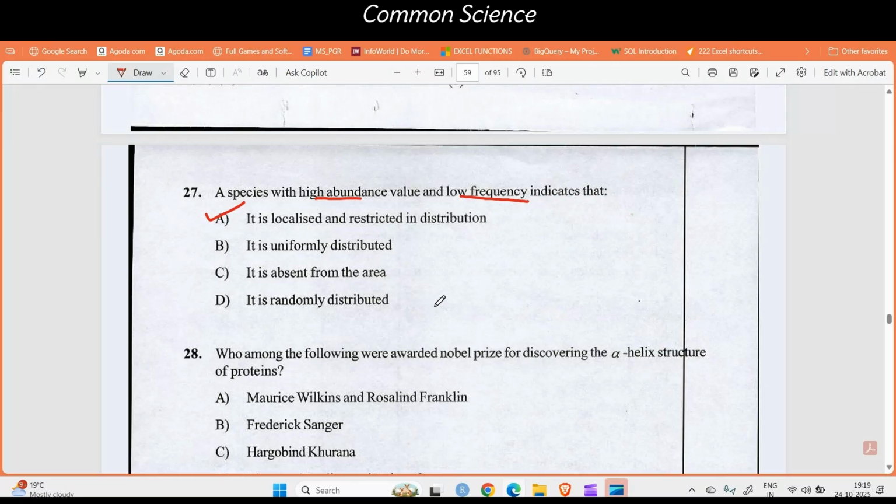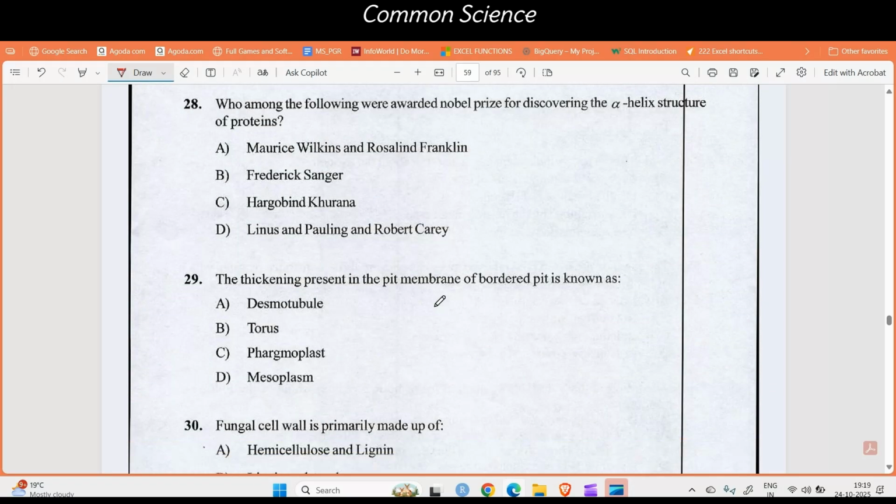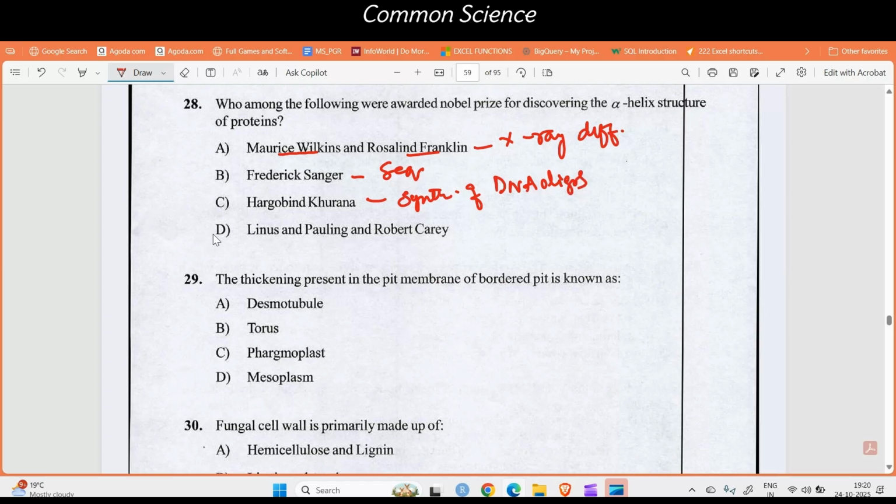Now, moving on to the next question, which is: who among the following were awarded the Nobel Prize for discovering the alpha helix structure of proteins? This question could be solved by elimination method because if you look at option A, it is Maurice Wilkins and Rosalind Franklin. They gave us the X-ray diffraction model. Then you have Sanger, who was involved in the sequencing of DNA. Hargobind Khorana, synthesis of DNA oligos. And then only option D remains, which is the correct answer in this case as well.